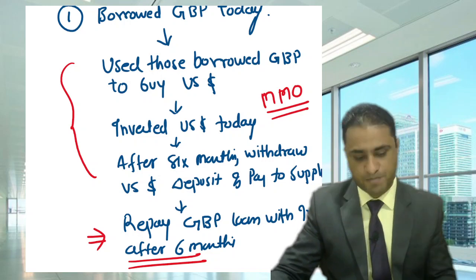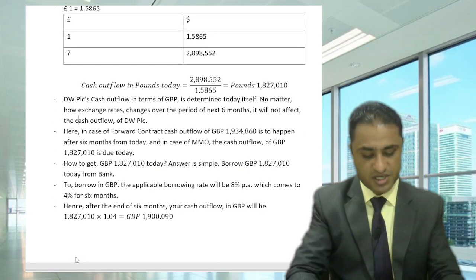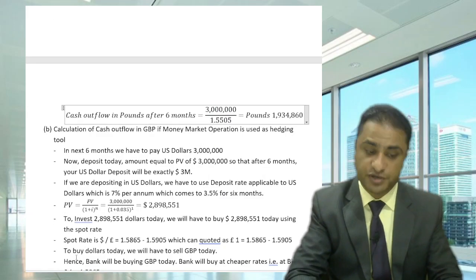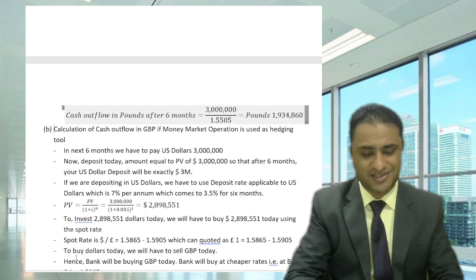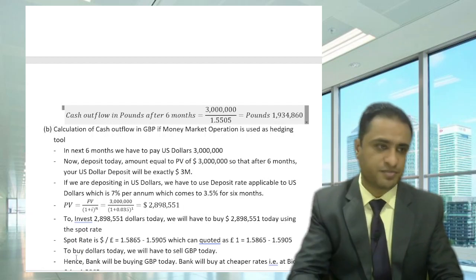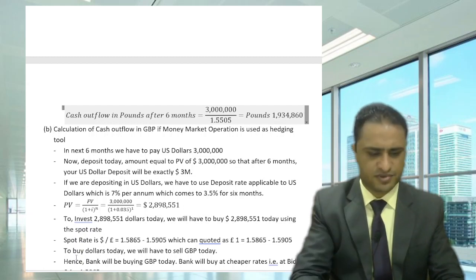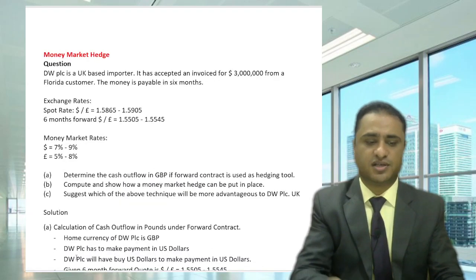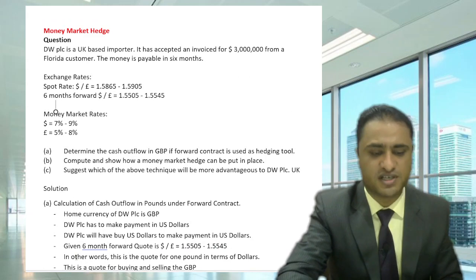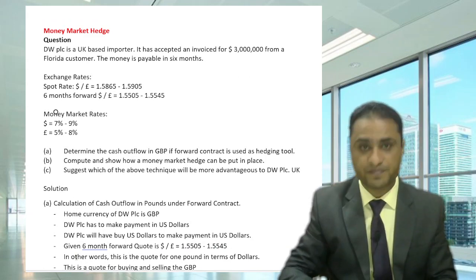I hope you understood the whole concept of money market operation, how it is to be done. Whenever you solve the practical problem, the section C problem, particularly in ACCA exam, you'll have to go step by step. Don't make any hurry, but if you practice more and more questions, ultimately your efficiency will increase, your speed will increase, and your accuracy will also increase.